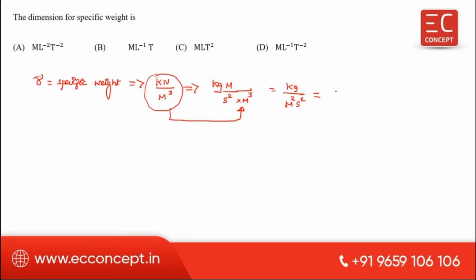What is the dimension of kg? Mass, M. Dimension of length, meter, therefore L minus 2. Second, time, T minus 2. So the answer for this question is here.